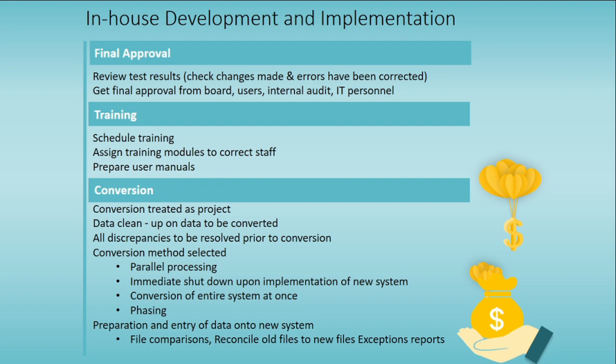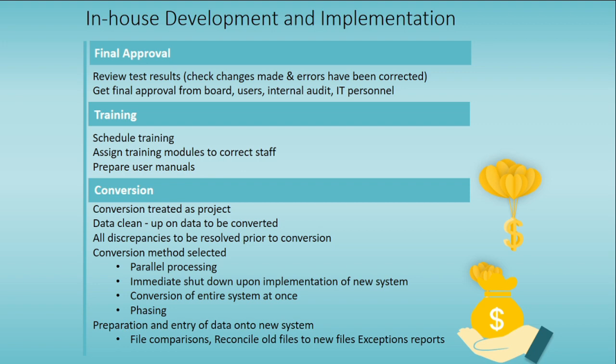Then we deal with conversion. Conversion simply means we're stopping the old system and we're starting the new system. But there are different ways that we can do that. There are different methods that we can use. For example, the first method is parallel processing. That is where the old system and the new system run together for a limited time. This may create a proliferation of work, meaning that an employee may need to enter the same journal entry into two different systems.